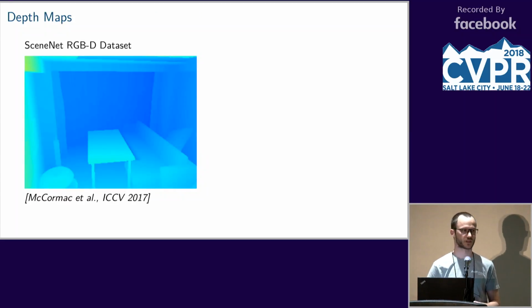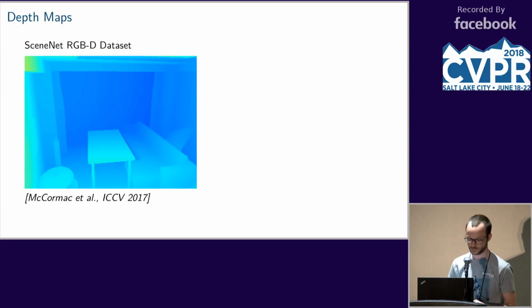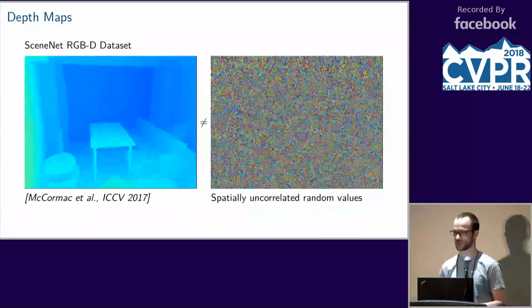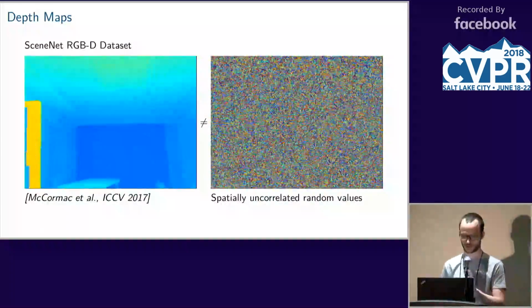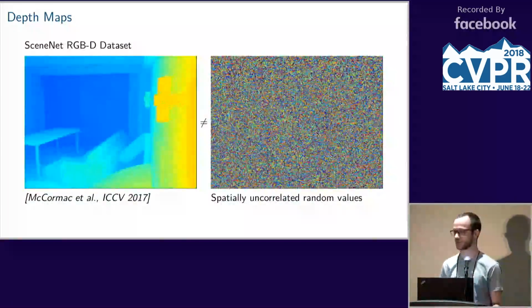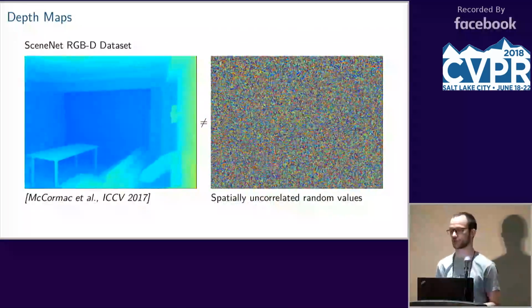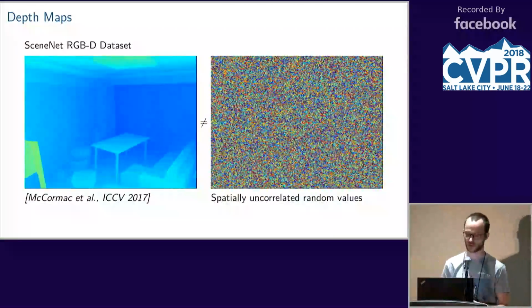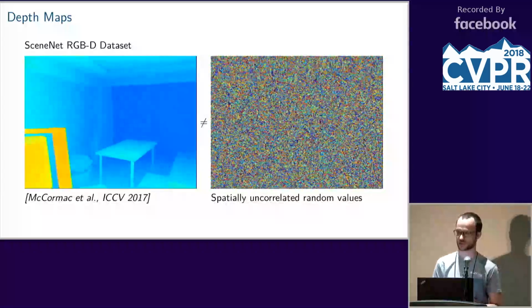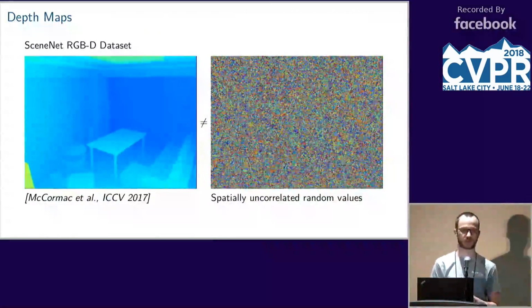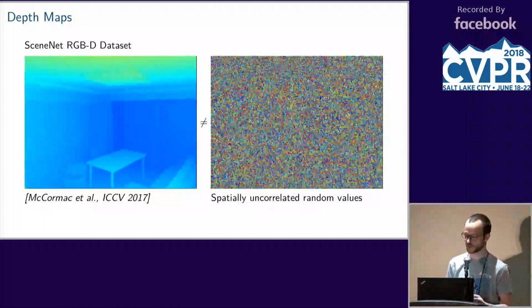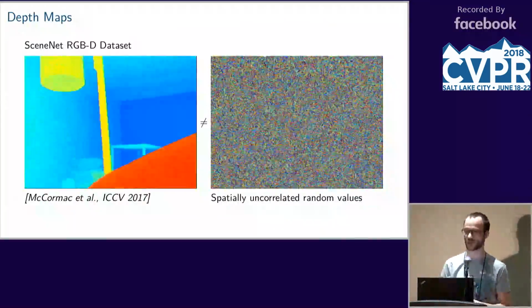So we are going to investigate depth maps. This is a depth map from the NYU RGBD dataset. If we put next to it a random collection of values, we can see that a depth map is not at all a random collection of spatially uncorrelated values, but we do have a certain amount of structure. In other terms, this means that depth maps basically live on a subspace of all possible sets of values that we would have for every pixel.